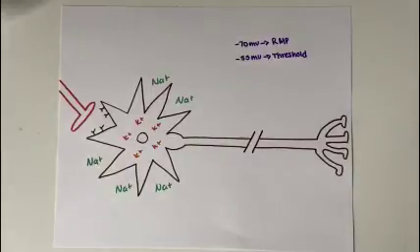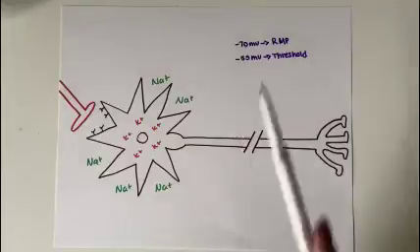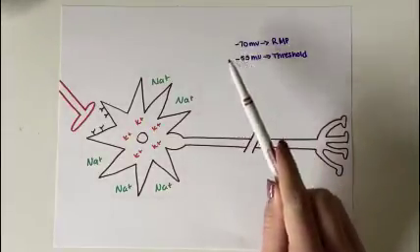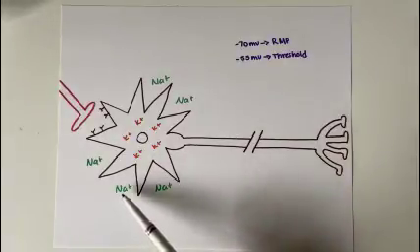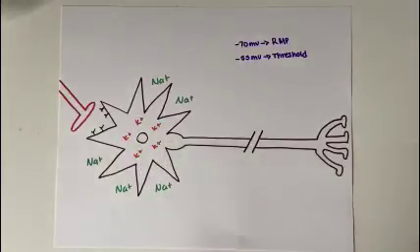Here's my video on action potentials. Here's my multipolar neuron, which has a resting membrane potential of negative 70 millivolts. The main extracellular ion is sodium, and the main intracellular ion is potassium.